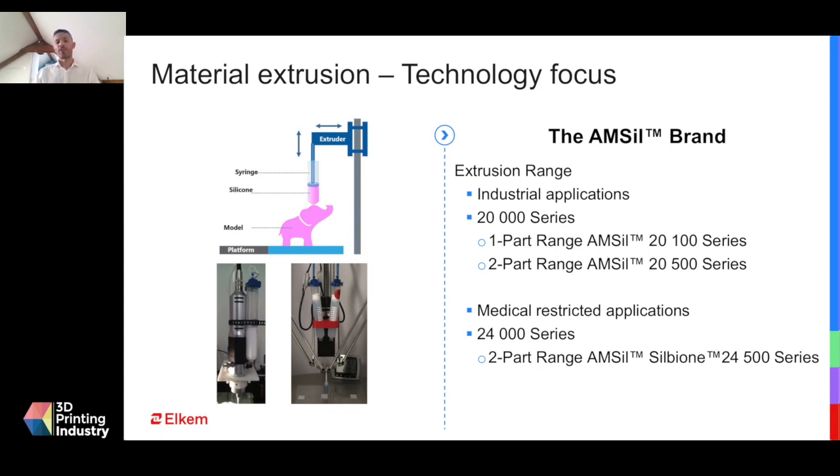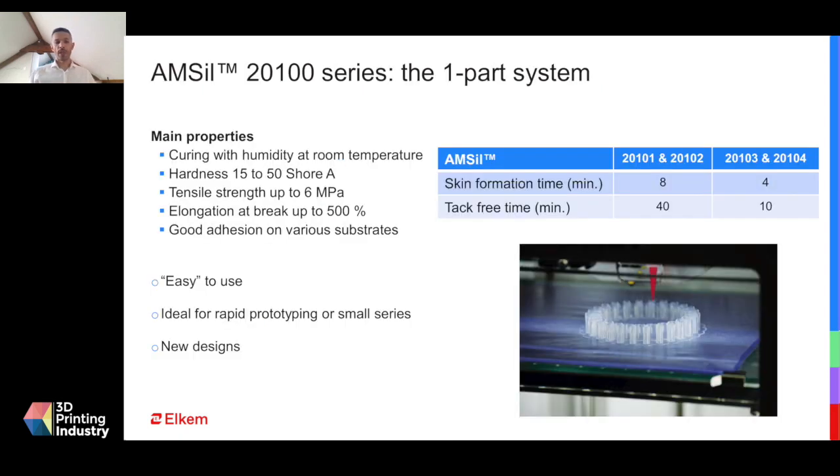Now, if I speak about industrial applications, you will see that we provide two technologies, one based on a one-part system, and the other one based on a two-part system. For the first one, the one-part system, you will print it at room temperature, and the curing will also occur at room temperature and will be done thanks to humidity.